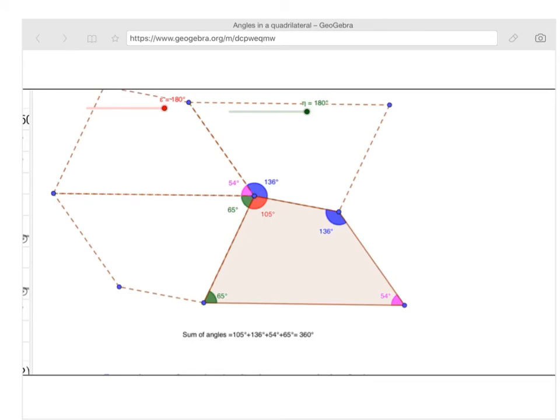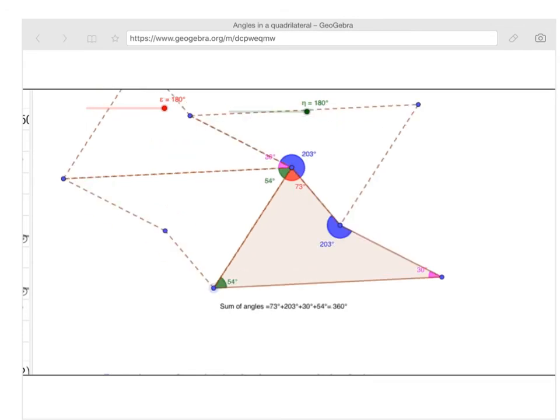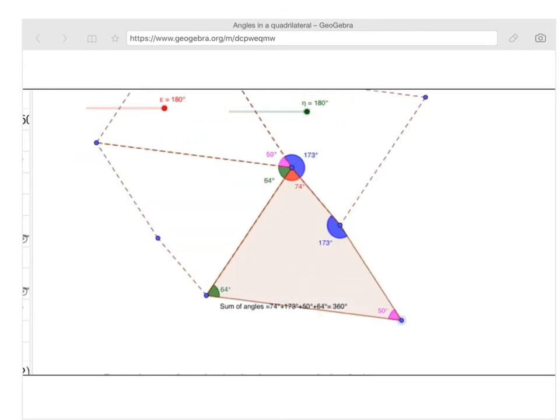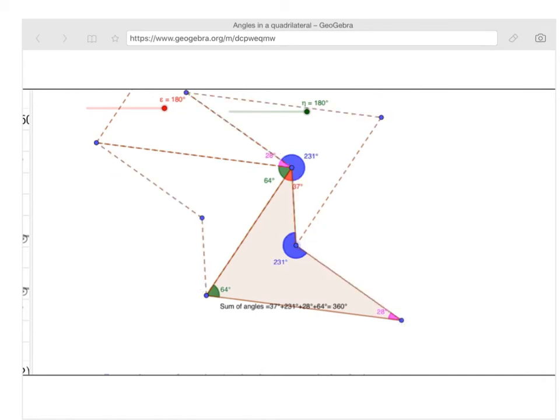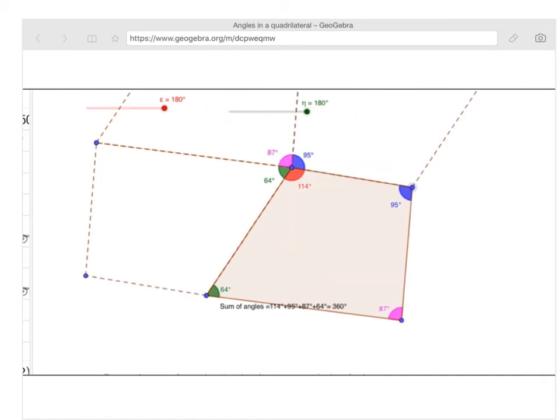It doesn't matter how I change this quadrilateral. I'm going to end up with 360 degrees at the center of this point here, and the sum of the angles will be 360 degrees. Again, follow the link in the browser and you can have a go for yourselves.